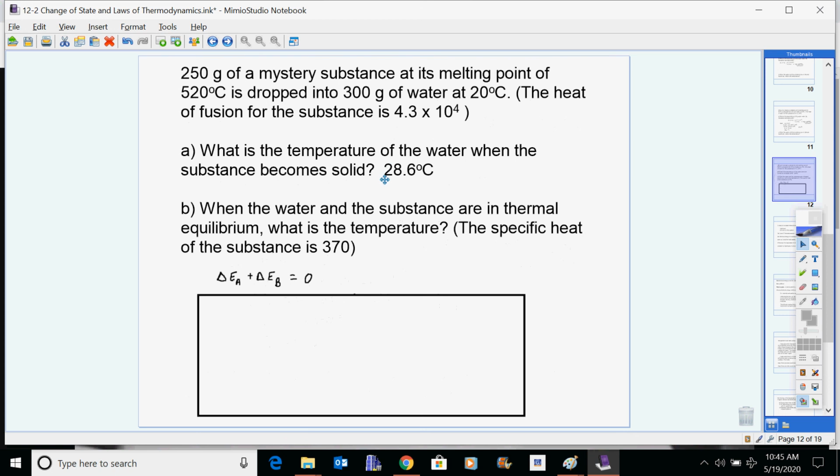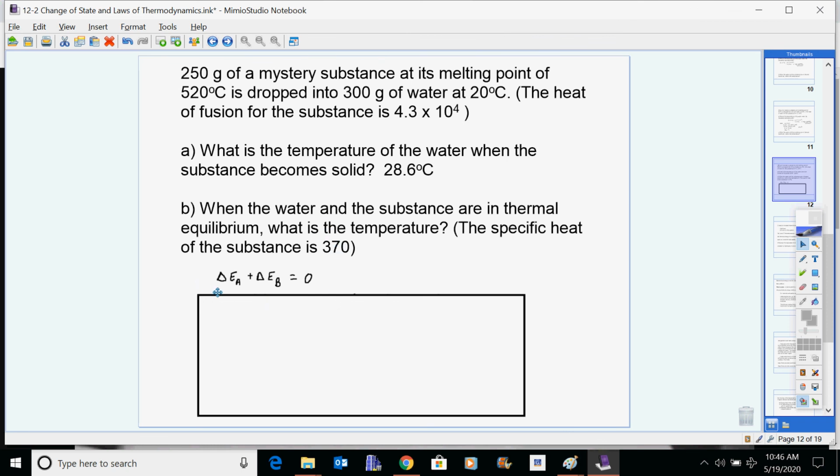So we've got the water at 28.6 degrees Celsius. So this is our new starting temperature of the water. And the starting temperature of this mystery substance as a solid is 520 degrees Celsius. And this is where we were the last lesson. So we have a change in energy for the one substance plus the change in energy for the other one has to equal 0. This is an mc delta T and an mc delta T. But keep in mind the final temperature for both, because it's coming into equilibrium, has to be the same. So our final temperature is the same.